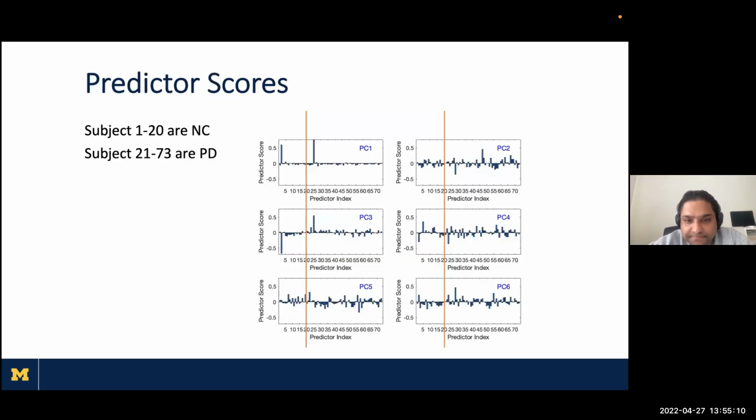And if you look at the predictor scores for this one, what we can see is that for principal component one, in both groups it's all negative, with two subjects actually having much more influence on principal component one. And for principal component 3, the majority is normal control. The one on the left side in orange is normal controls, where we see more negative predictor scores and higher predictor scores for the PD.